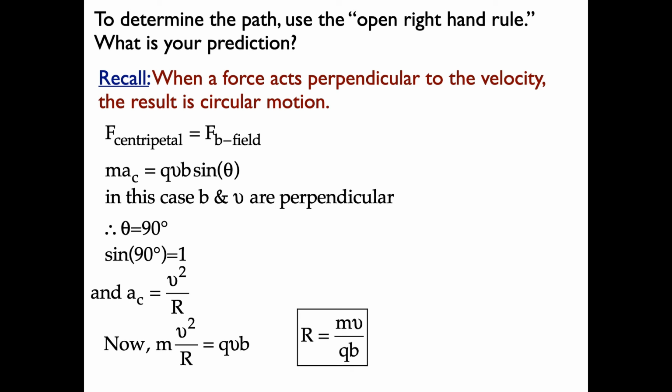So the radius of the particle is directly proportional to the momentum of the particle, and the radius is inversely proportional to the charge and the magnetic field. Now, when determining the direction, whether it's going to curve up or curve down, that's when you have to physically use your open right-hand rule to go through the motion to decide if it curves up or curves down.